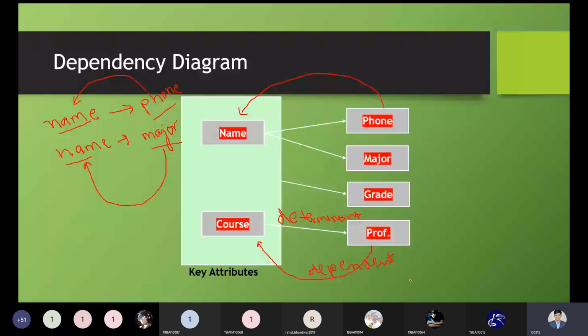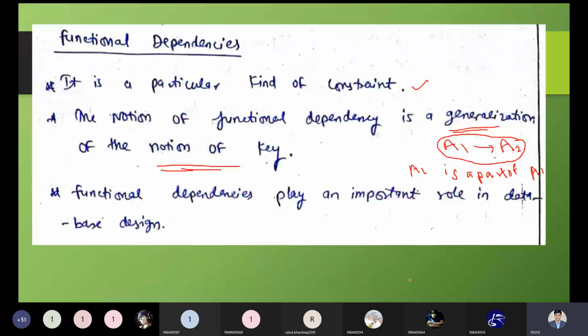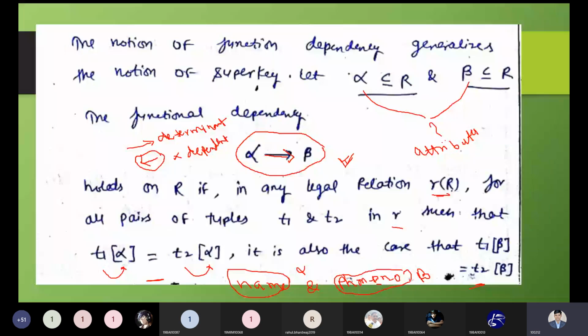From this diagram and from our previous diagram, the concept which is written over here should be clear to all. Is it clear to all right now? Tell me. Yes sir, clear sir, we can move. Okay, good.